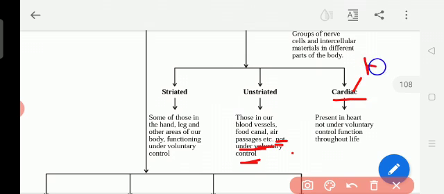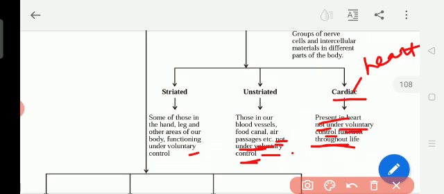Cardiac means what? Heart. This is also a muscle. It is present in the heart, not under voluntary control throughout life. Whether we know or don't know, whether we control or don't control, our heart will beat and our heart purifies the blood. So it is not under voluntary control. Blood is also not under voluntary control. Hands and legs are in our control.